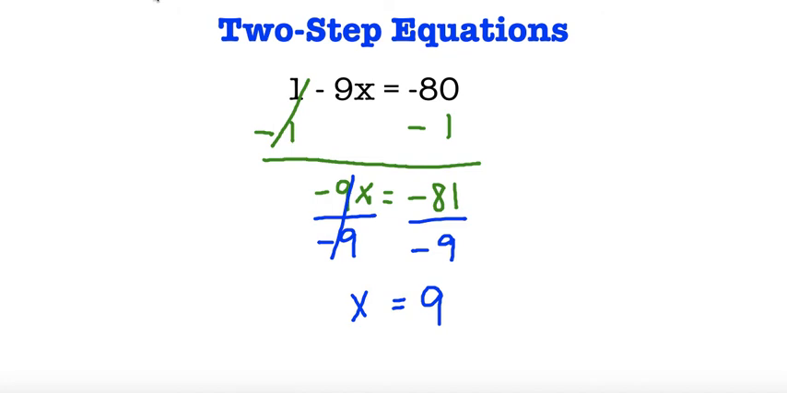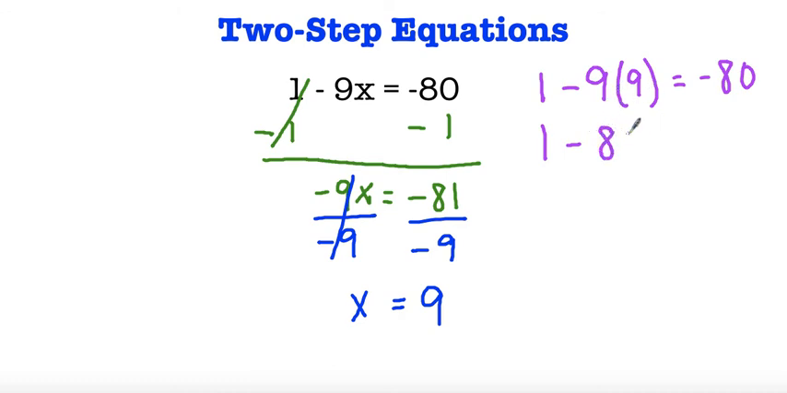And again, if we want to go back and check our work, we know that we had 1 minus 9 times x. Since we found out that x is equal to 9, we could substitute x is equal to -80. So here I have 1 minus 9 times 9 is 81. And 1 minus 81 is -80, so this is true, and therefore x is 9.